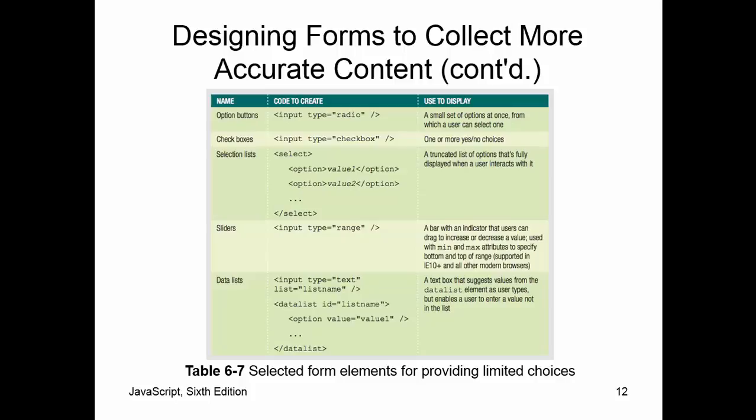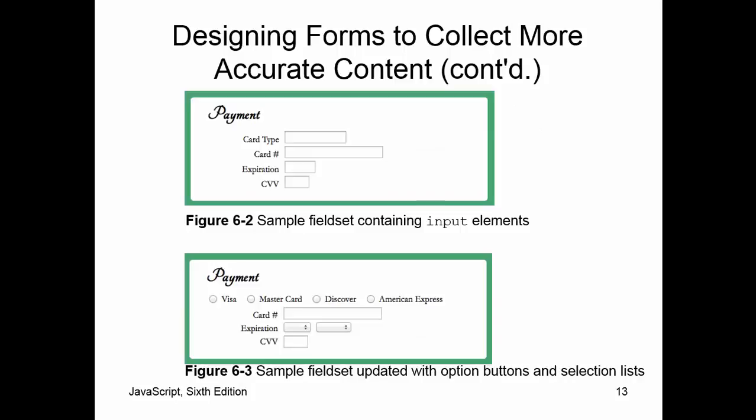Finally, there's data lists that are shown here. And a data list, as mentioned, is a text box that suggests values. All right, so again, if I might ask you your favorite programming language, and if you start typing a P, it might show PHP and Pascal and other things that either start with a P or have a P in them. All right, so I already mentioned this example to you.